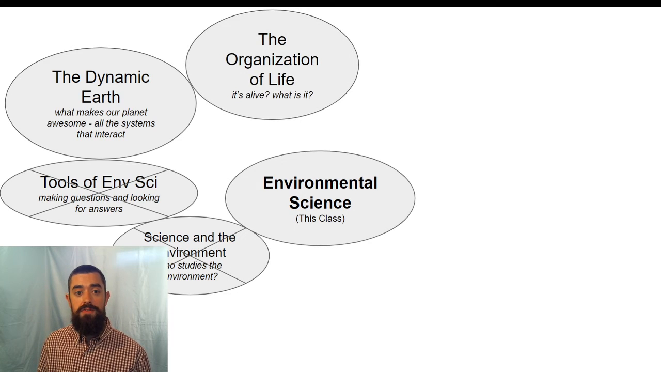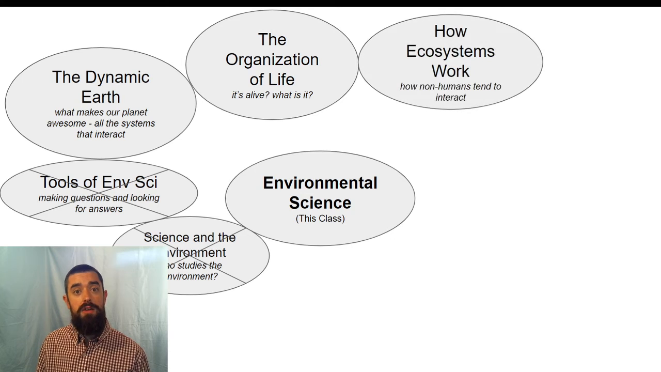The organization of life. So this would be categorizing life. So if it's a living thing, is it a single-celled organism? Is it a multi-celled organism like an animal or a plant? What kingdom does it fall into? Then we're going to talk about how do ecosystems work. So the different types of relationships between organisms in an ecosystem. Is it a symbiotic relationship? Is it a parasitic relationship?